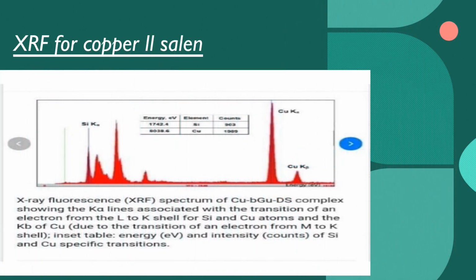At first, to know the elemental structure, we need to use X-ray fluorescence. From this X-ray fluorescence, we know that our complex contains copper and Salen ligand, so we have copper Salen. X-ray fluorescence is also a technique used to identify and quantify elements, detecting the presence and concentration of elements like copper.